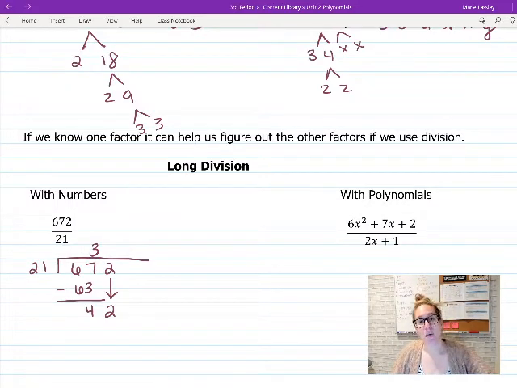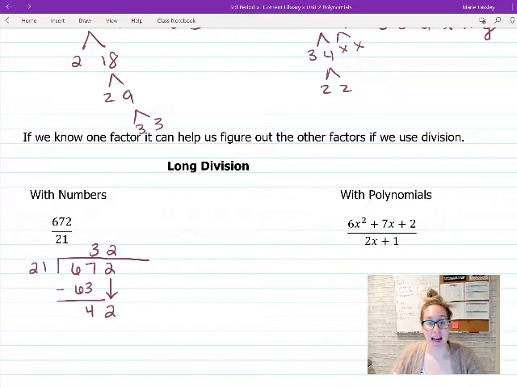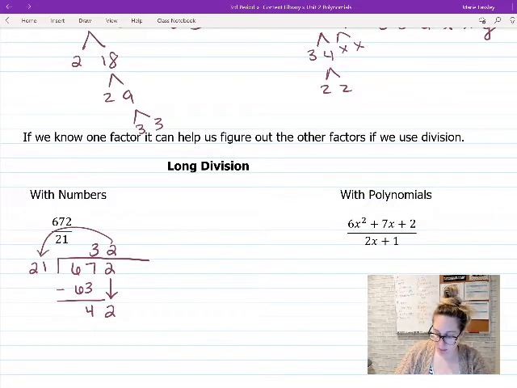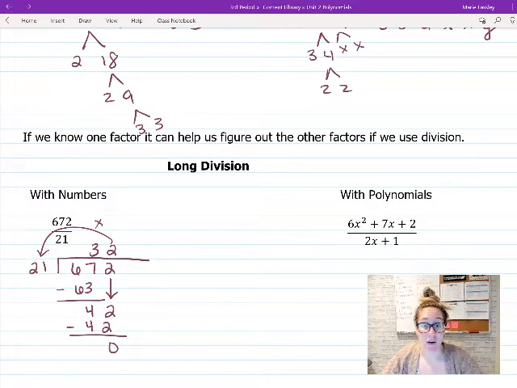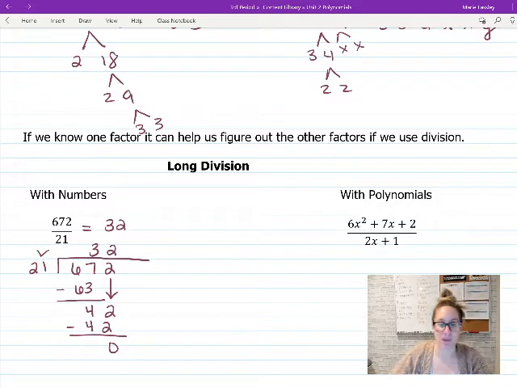does 21 go into 42? The answer is yes. So how many times does 21 go into 42? The answer is 2 times. So I write a 2 up top, and then I multiply. 2 times 21, and I put that underneath the 42. Well, 2 times 21 is 42. So then I subtract. 42 minus 42 is 0, so I have a remainder of 0. So the answer to this question, 672 divided by 21, is 32. That is division with numbers.